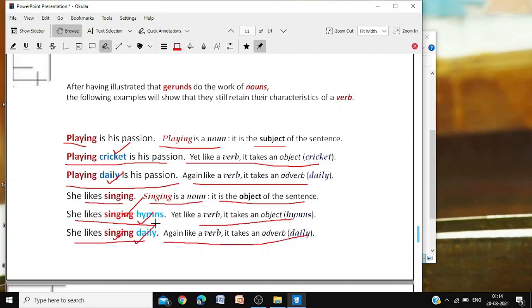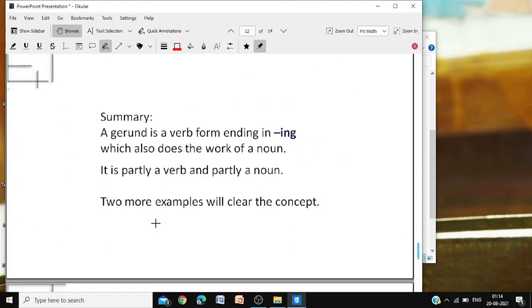So we see that it retains the qualities or the properties of a verb and yet acts as a noun, being the subject or object of a verb. So in summary, we can say a gerund is a verb. It ends in -ing. It will always be ending in -ing. Playing, singing. And it also does the work of a noun. Yet it retains some of the characteristics of a verb. So it's partly a verb and partly a noun. We shall just give two more examples to clear the concept.